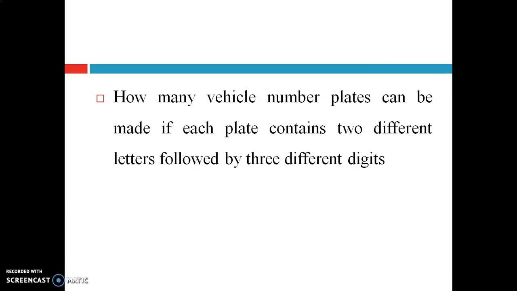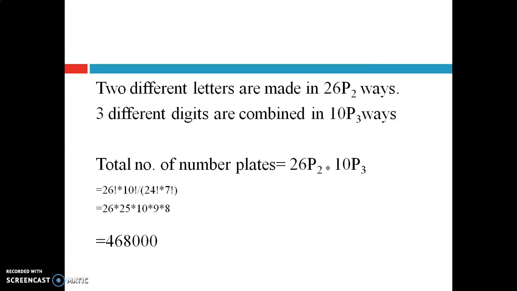We know that the number of digits is 0 to 9, that is 10, and the number of alphabets in English is 26. So 2 different letters are chosen, which means order is important. That's why it is a problem of permutation. So one system is 26P2 ways and 3 different digits are arranged in 10P3 ways. The 10 is the number of digits and 3 is how many we arrange. So the total number of plates is 26P2 into 10P3. It is collectively taken, meaning both are required. That's why the product rule is used.